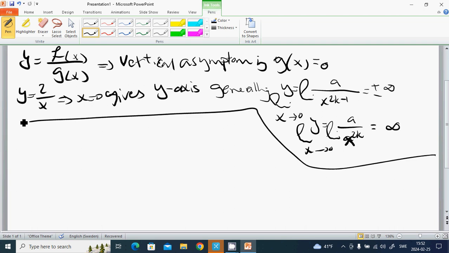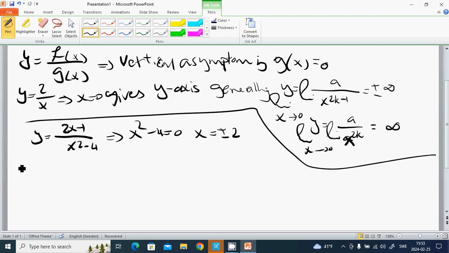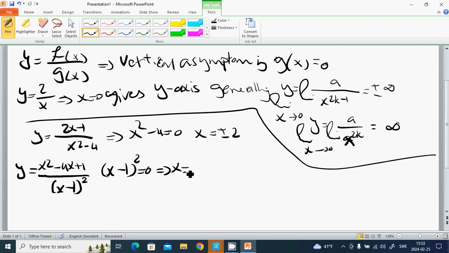Another example: y equals 2x minus 1 divided by x squared minus 4. Then x squared minus 4 equals 0 and x equals plus or minus 2, which are two lines parallel to the y axis. Another example: y equals x squared minus 4x plus 1 divided by (x minus 1) squared, and (x minus 1) squared equals 0, then x equals 1.